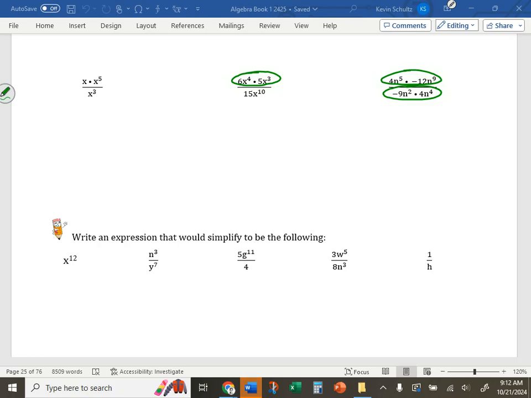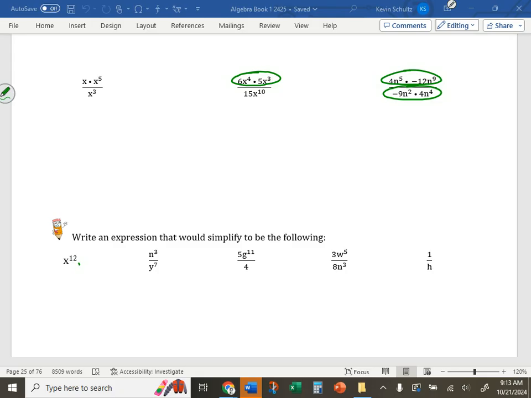Then the very bottom section, I'm giving you the answer. It's like Jeopardy style. You write me an expression you could have started with. So for example, if you end up with x to the 12th, what could an original expression have been?